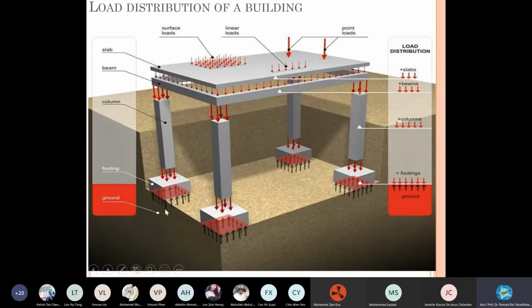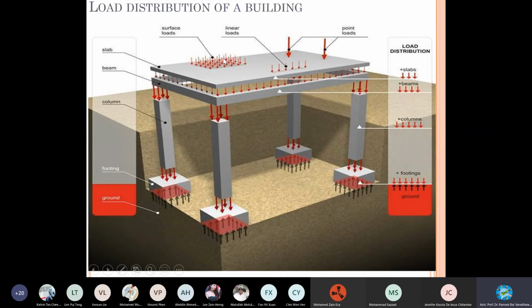Start from here. If you see the load distribution, all of you know the members: slab, beam, column. This is slab, this is beam, this is the tie beam. If it is running all through, we call it a tie beam, holding this whole slab. And then column, footing, right? Above ground, there is a small structure supporting the column, called a footing, followed by foundation and so on. Foundation can be a pile or a shallow foundation of any type below, right?